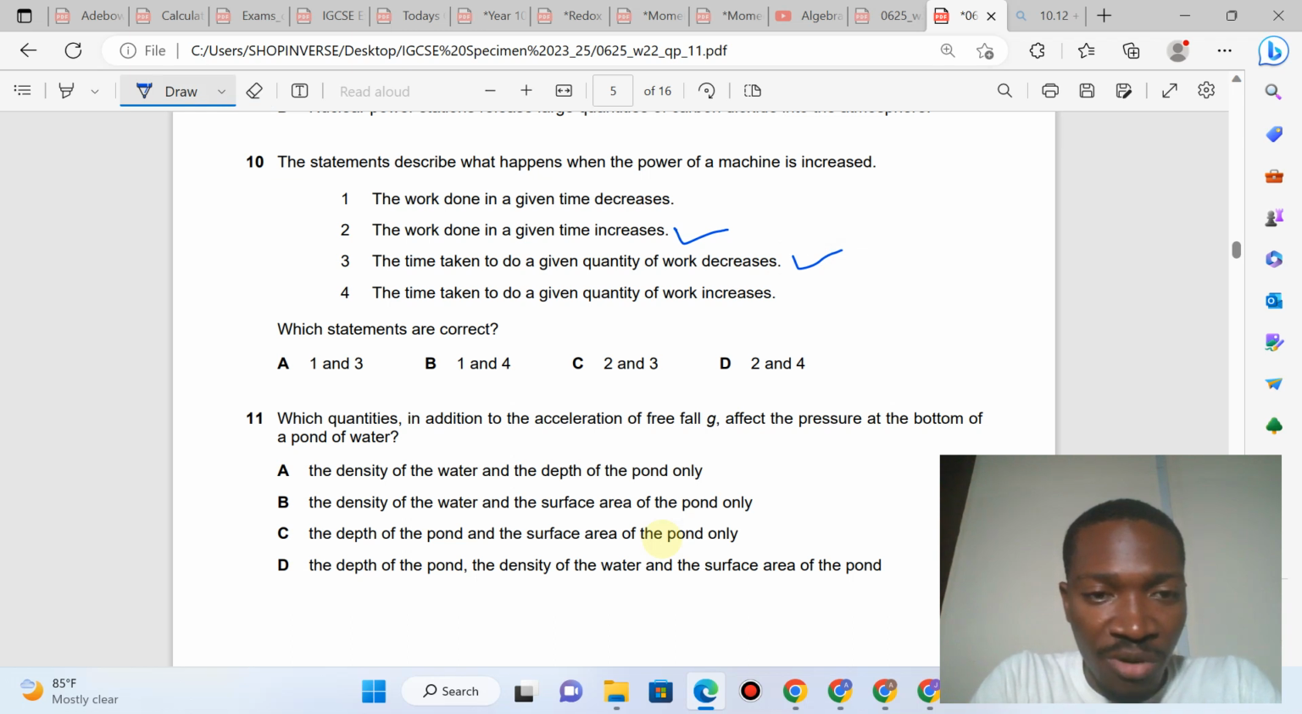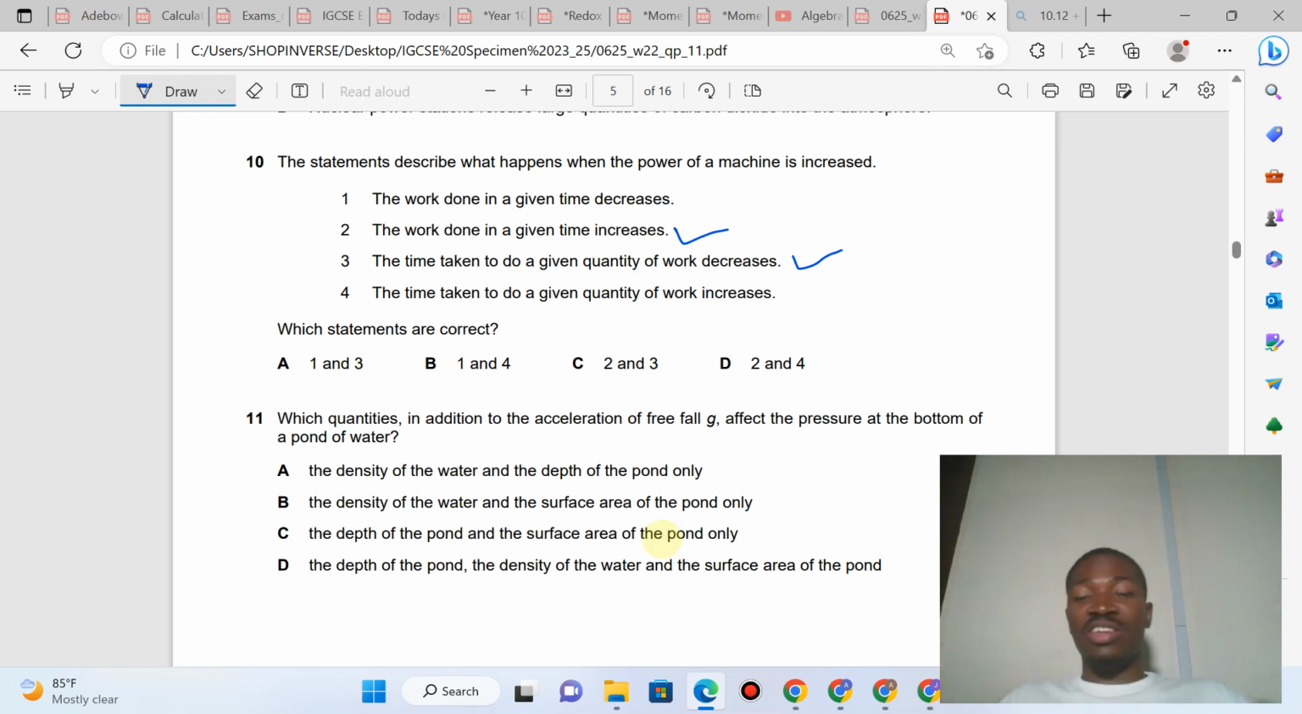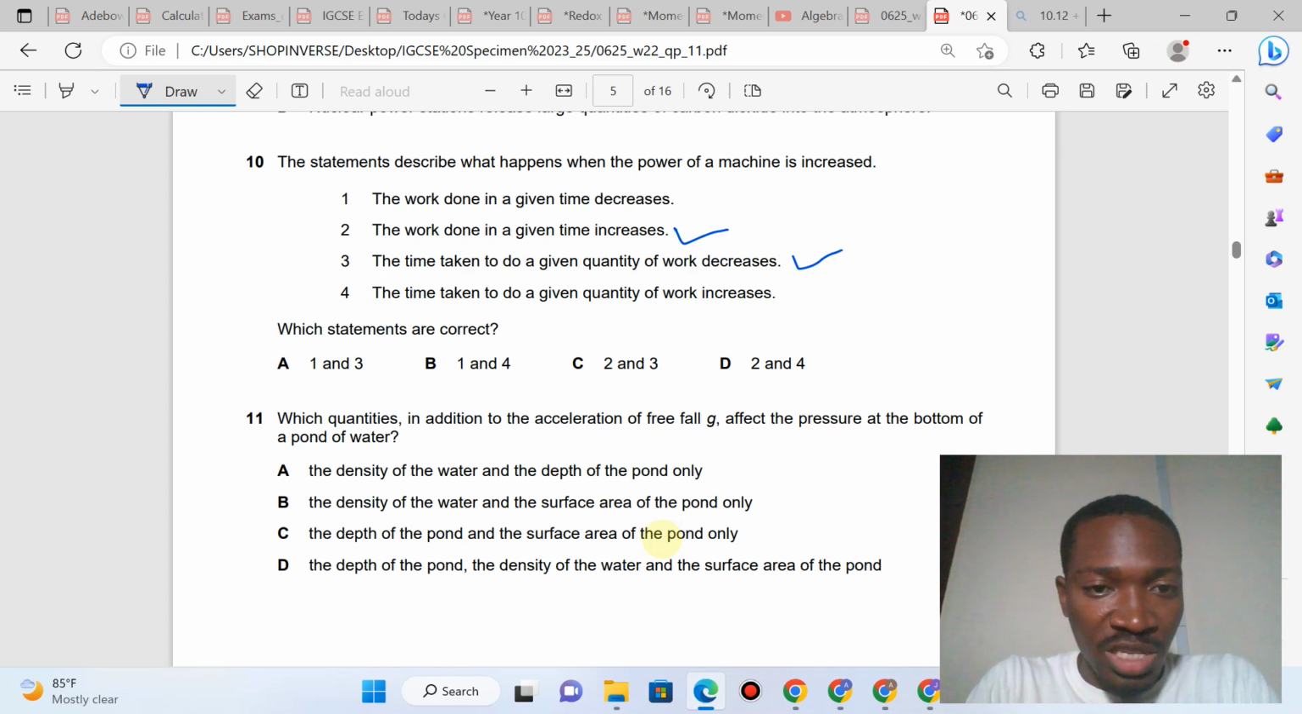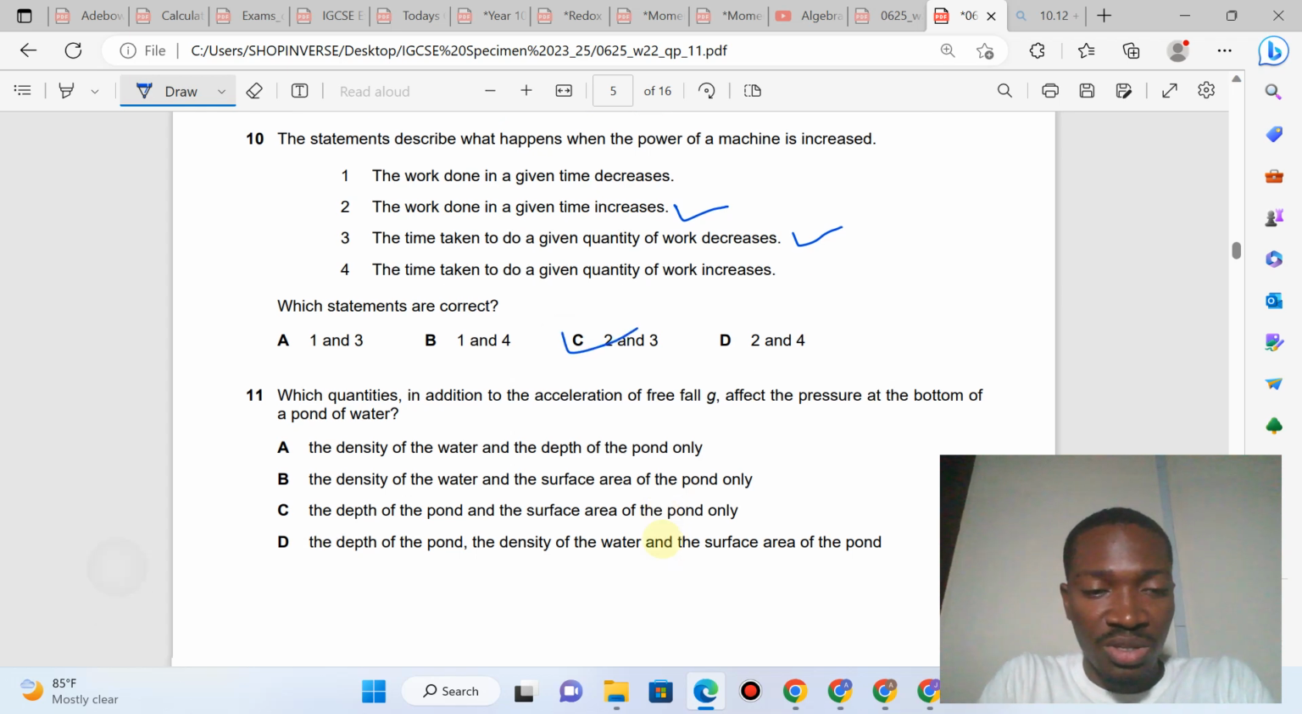Correct. Number 4, the time taken to do a quantity of work increases. No. When power is increasing, then you need little time to do the same quantity of work. Okay, good. Which statements are correct? 2 and 3. Where do you have 2 and 3? C is the correct answer to question 10.